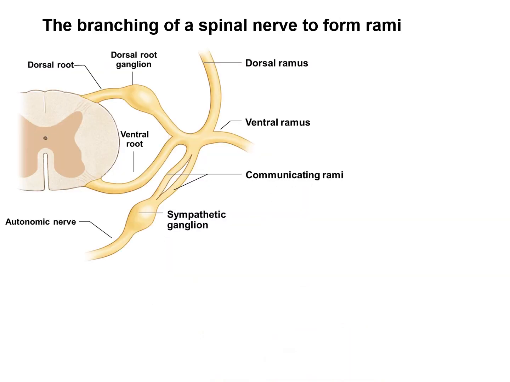Just another way of showing you this. Again, the spinal cord with the posterior and anterior horns of the gray matter, dorsal root, ventral root, come together to form the spinal nerve. Spinal nerve splits, it branches into the dorsal ramus going to the back, the ventral ramus going to the front, and the communicating rami literally communicating with part of the sympathetic or part of the autonomic nervous system.